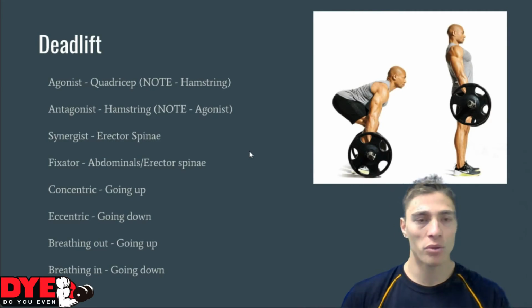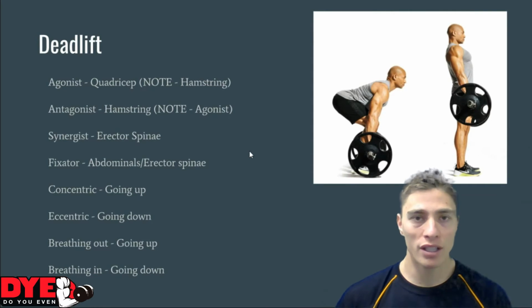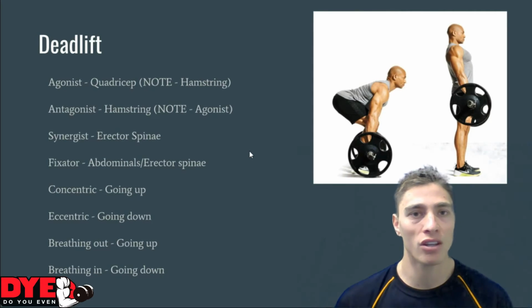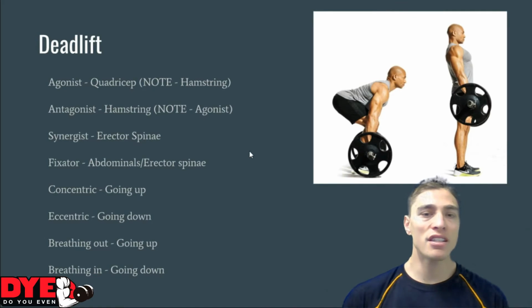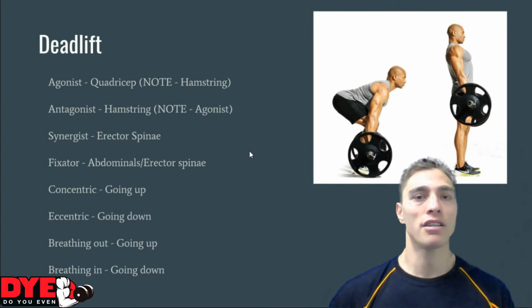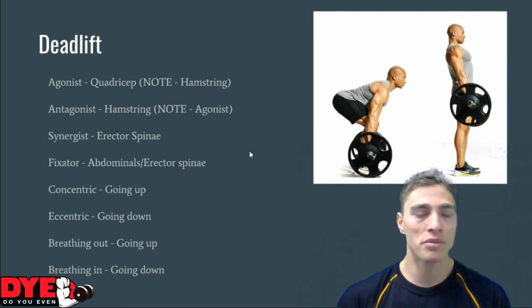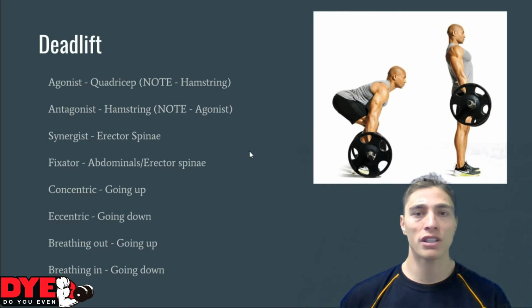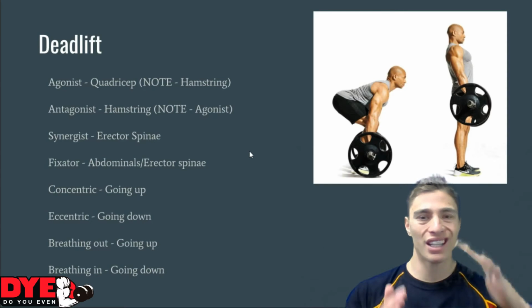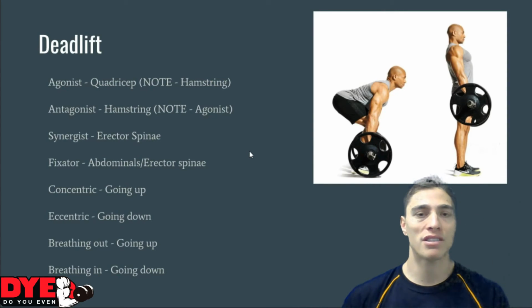Again, keep that in mind what I've said earlier. If you are controlling it down, lowering it, you are strengthening your hamstrings. Synergist, erector spinae, your lower back, straightening you up big time, helps out without a doubt. Fixator, so again, your abdominals, your erector spinae. In this picture here, perfect technique, nice straight back, and keeps that straight back. So concentric is going up, eccentric is going down. Breathing out as you're going up, breathing in as you're going down.